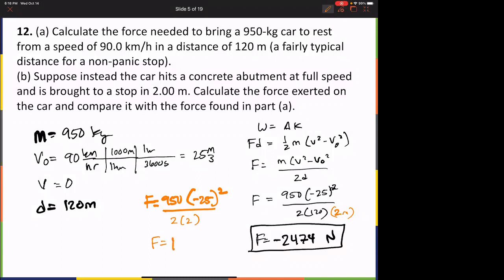So in this case, I get 14640 newtons, negative. So you get a much bigger force when you're coming to a stop in a much shorter distance.